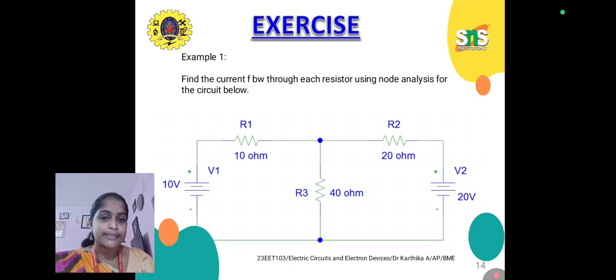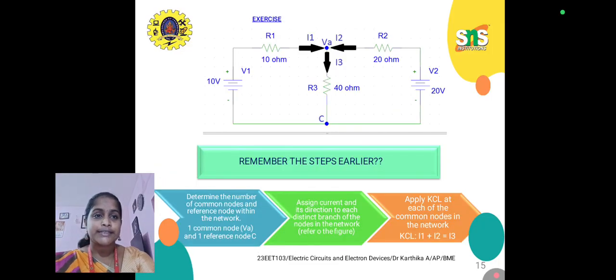Here I have some exercises. First example: find the current flow through each resistor using node analysis for the circuit below. Here the resistors are R1, R2 and R3, and the voltages are V1 and V2. First, determine the number of common nodes and reference node within the network. We have one common node VA and one reference node C. Second step, assign current and its direction to each distinct branch of the nodes in the network. Refer to the figure. Next, apply KCL at each common node in the network.